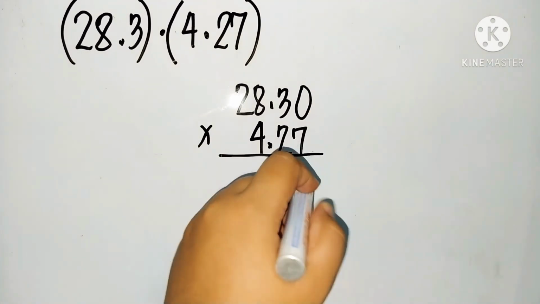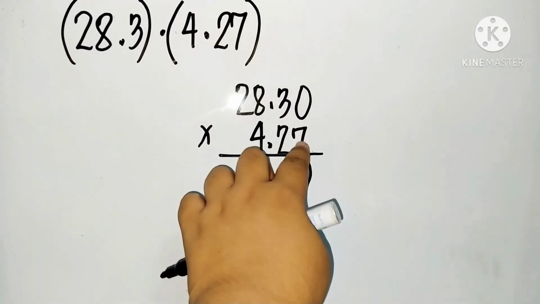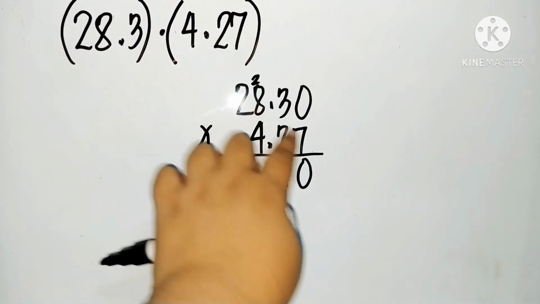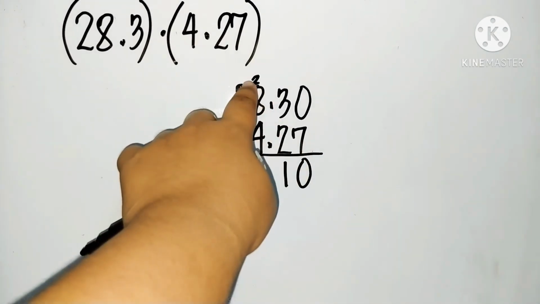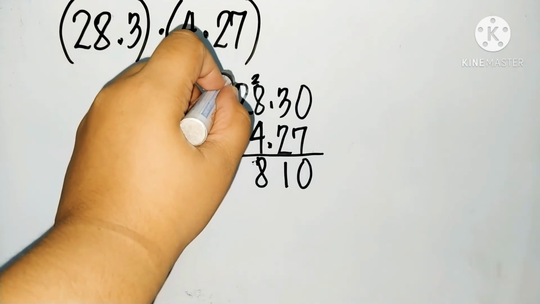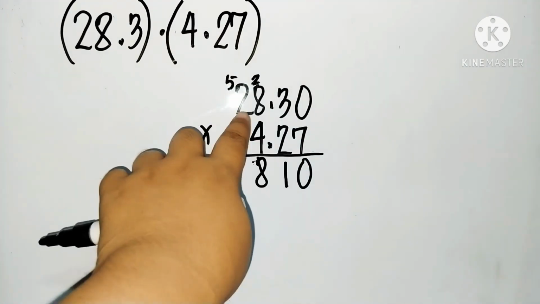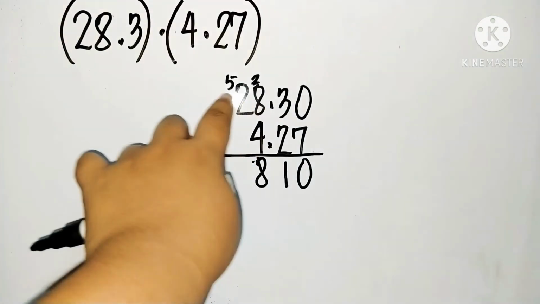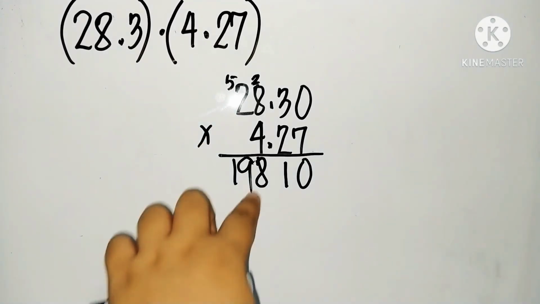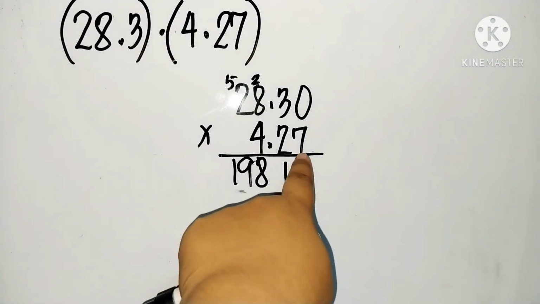0 times 7 is 0. 3 times 7 is 21. So, we carry 2. 8 times 7 is 56. Plus 2, we'll have 58. So, magiging carry 5. 2 times 7 is 14. Plus 5, magiging 19. And then, second layer na tayo. So, we're done with 7.